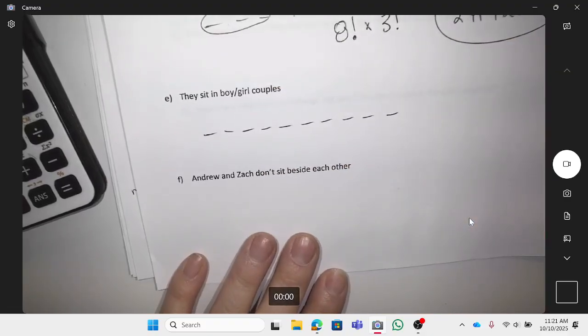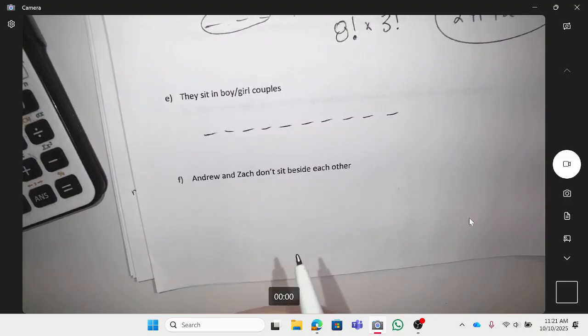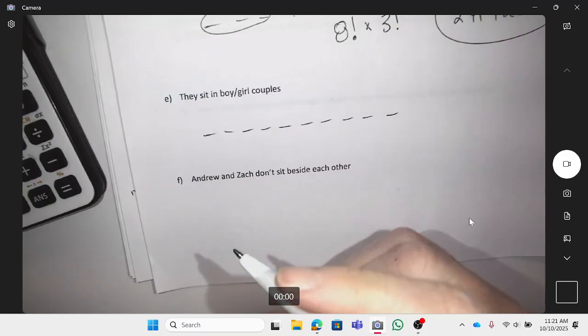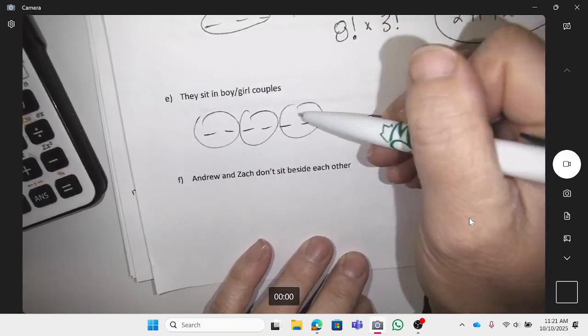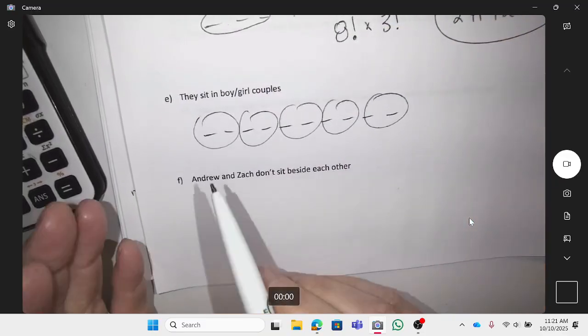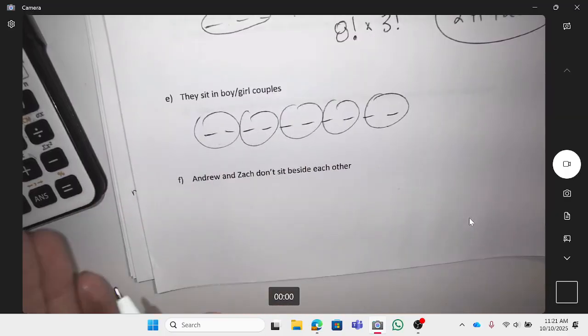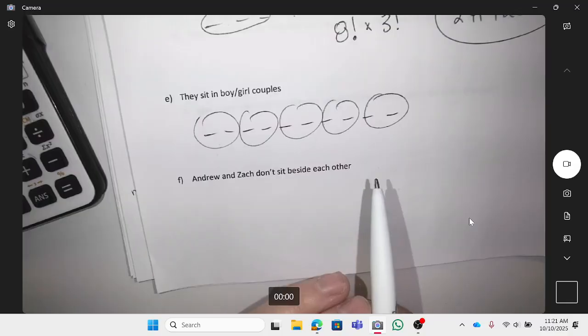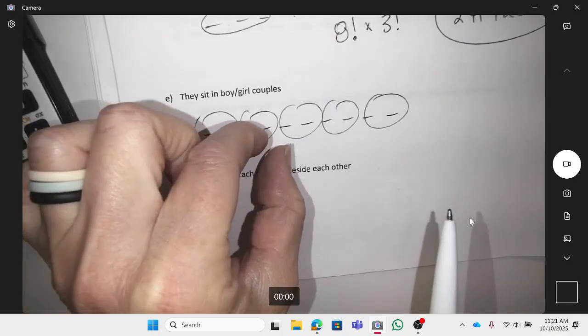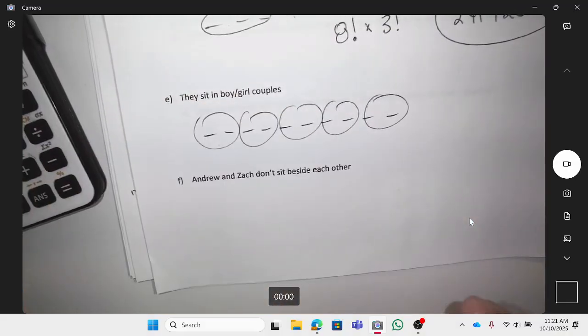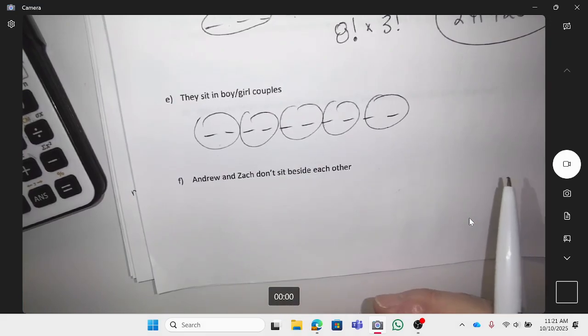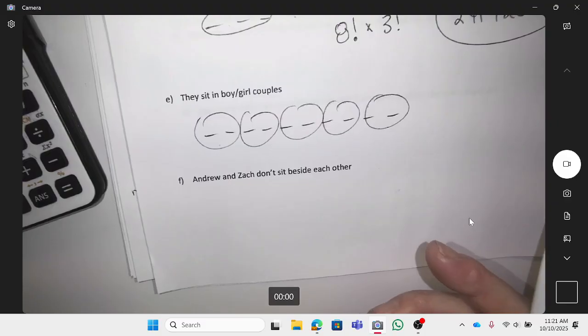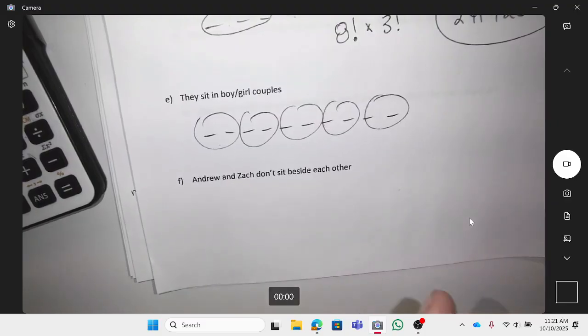Boys and girls are going to sit in couples this time. Okay, so when these people move, they have to move together because they want to stick together. So we're gluing couples together like that. Same strategy. How many objects get moved around now once we've glued?